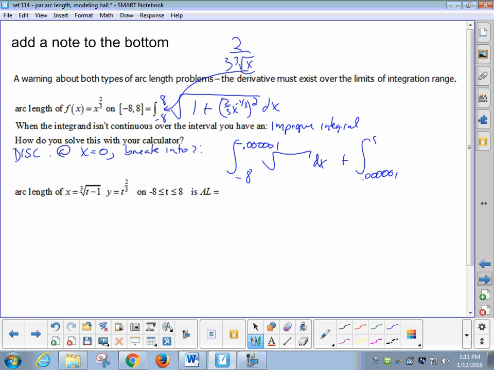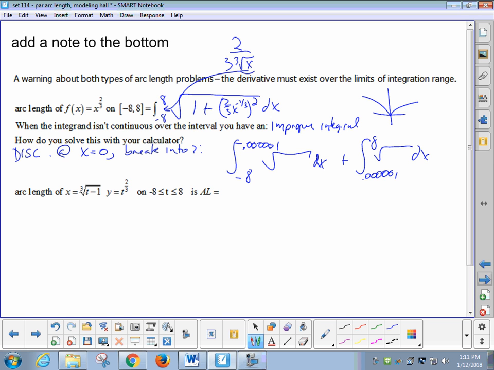0.000001 to 8. Now, this problem was actually even. You could prove that. And because it's even, you could do something else besides two integrals: you could just find one and double. That works fine. If you're not sure it's even, then this works every time.